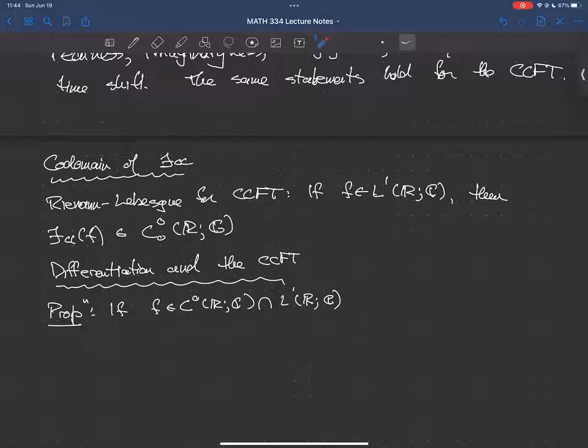For the CDFT, when we stated our initial differentiation result, if you look back at it, we stated that f should be continuous and periodic, and that automatically implied that it was L1 per T. But things are different for the CCFT, and continuity definitely does not imply L1-ness, so we have to additionally assume L1-ness. And we're going to see little fussy things like this show up every now and then.